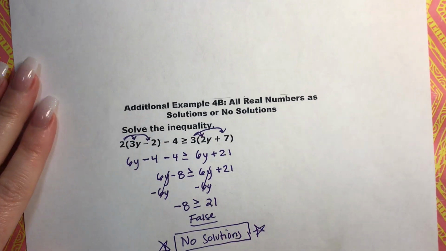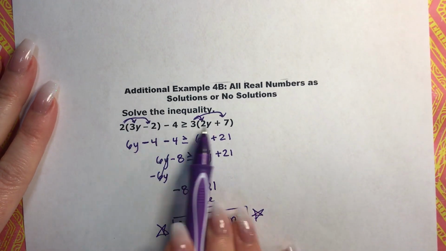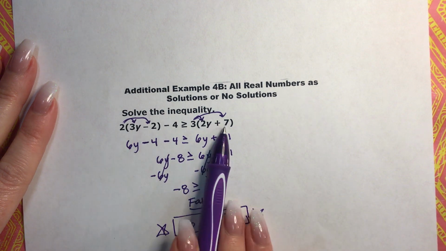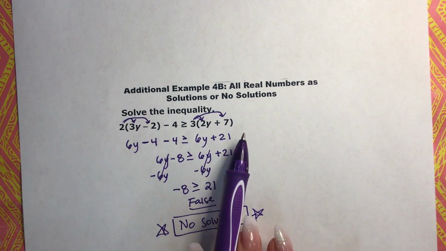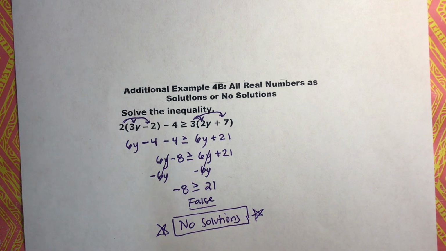What that means is it doesn't matter what number you put in for y, you're never going to be able to find a solution to this. It's just impossible. It doesn't exist. No solutions. All right?